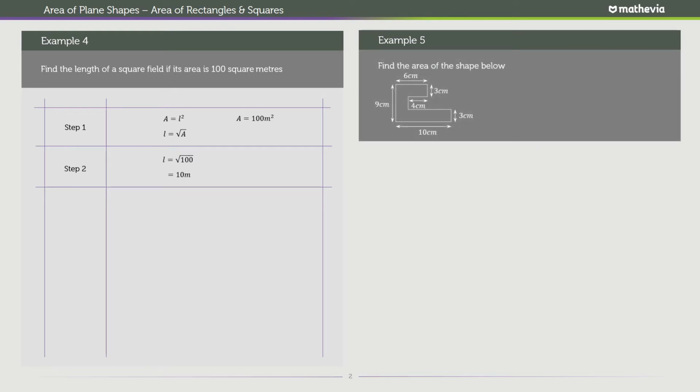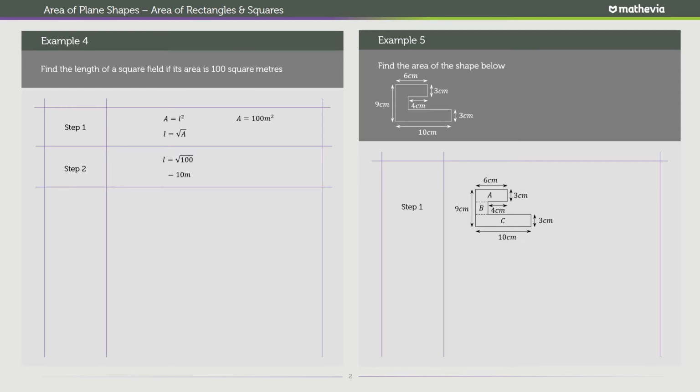Final example, example 5. Now this looks very interesting, but it's actually really easy, to be honest. But let's get right into it. So we have this irregular shape with a number of dimensions there. Again, we're looking to solve the area of this shape.